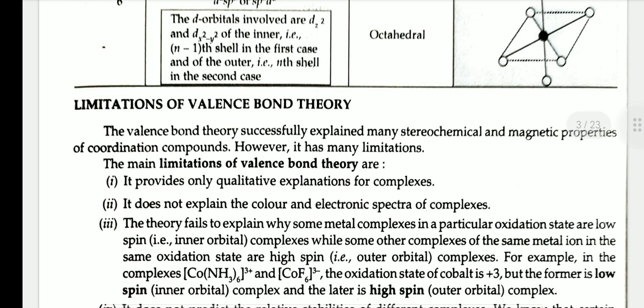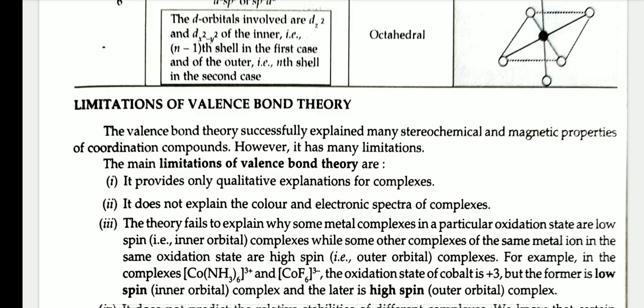Now we will discuss the limitations of valence bond theory. Valence bond theory successfully explains many stereochemical and magnetic properties of coordination compounds. However, it has many limitations. The main limitations of valence bond theory are: it provides only qualitative explanations for complexes. It does not explain the color and electronic spectra of complexes.